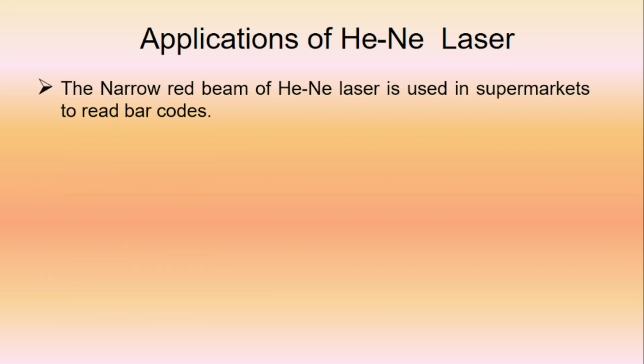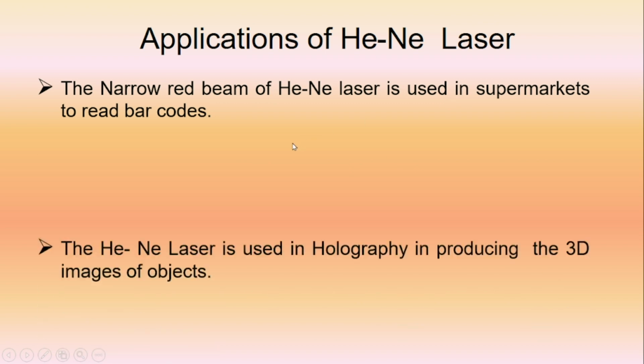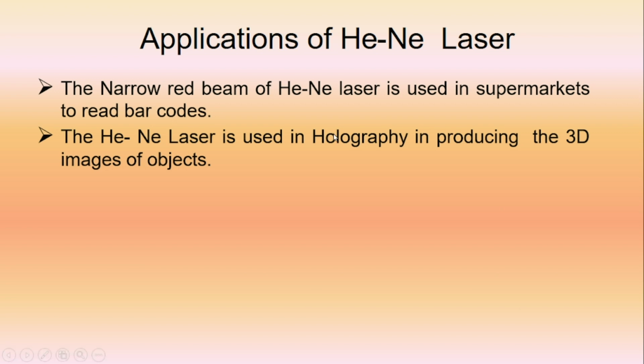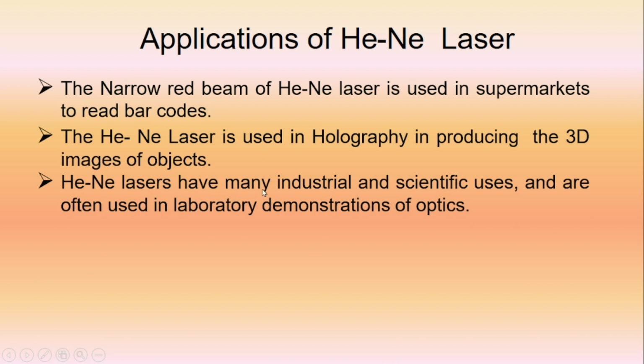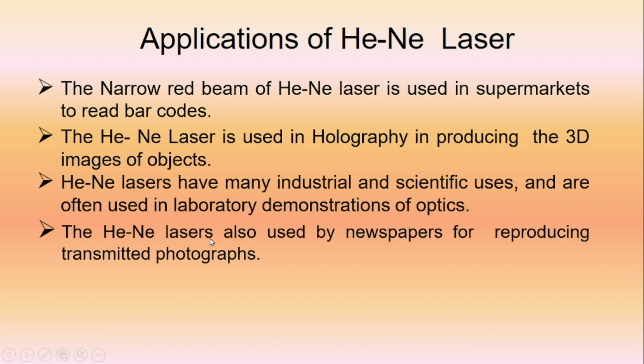Now let us see the applications of helium neon laser. The narrow red beam of helium neon laser is used in supermarkets to read barcodes, and helium neon laser is used in holography in producing 3D images of objects. Helium neon lasers have many industrial and scientific uses and are often used in laboratory demonstrations of optics. Helium neon lasers are also used by newspapers for reproducing transmitted photographs, and they are also used in guns for target finding. So these are some applications of helium neon laser.